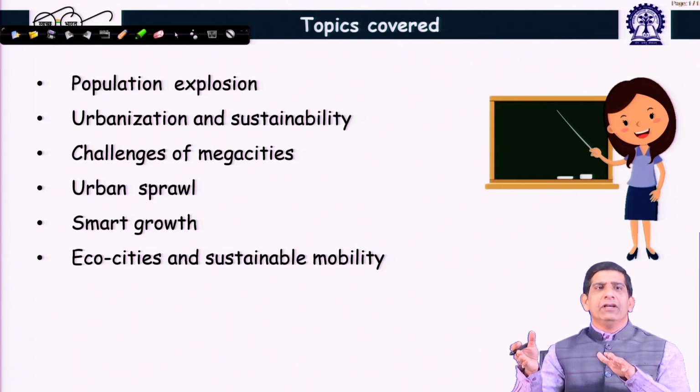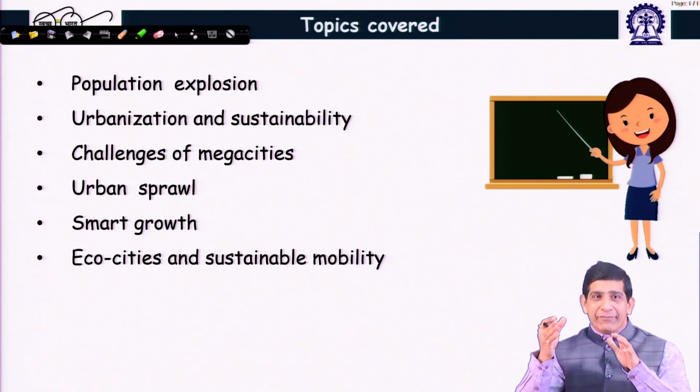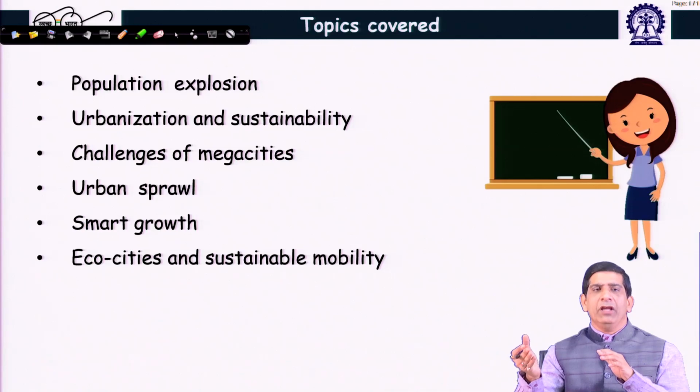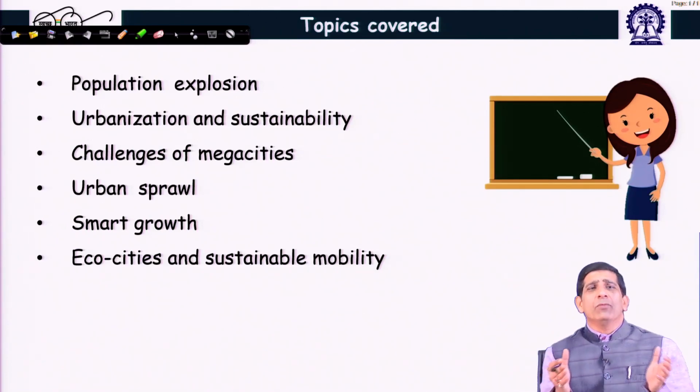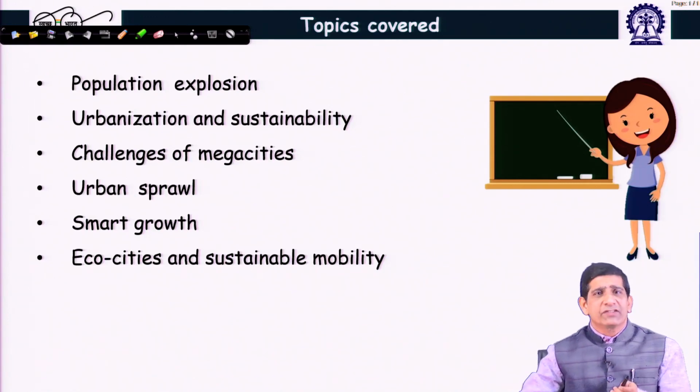So we'll talk about what environmental issues and sustainability issues come with that kind of development, and how to have better development concepts in terms of the environmental aspect. Smart growth, when we talk about smart cities, what is that? And eco cities and sustainable mobility, which again talks about the transportation sector. So we'll talk about all those. This is what we are going to talk about in this particular week's content.